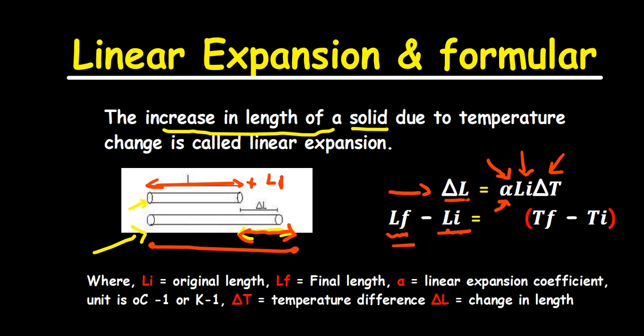The alpha here represents what we call the linear expansion coefficient. The linear expansion coefficient you are always given in the question. LI we know what it means, and this triangle with the temperature simply means change in temperature. How are we finding the change in temperature? We subtract the initial temperature from the final temperature.